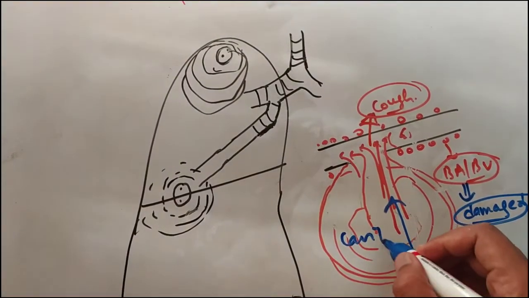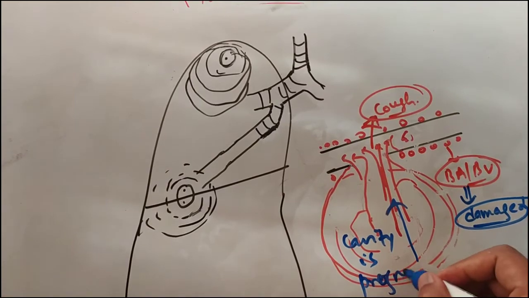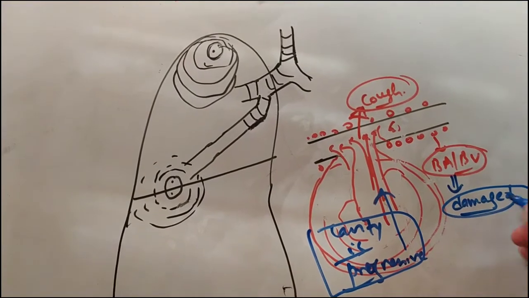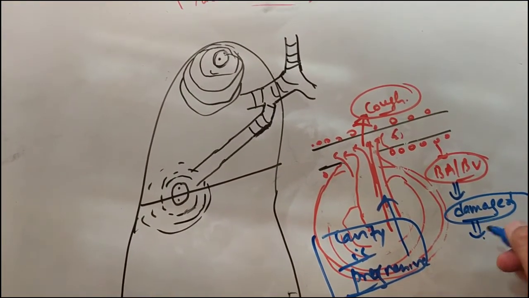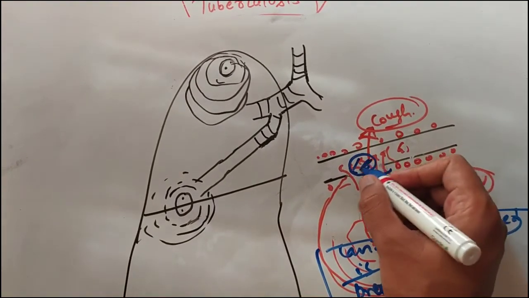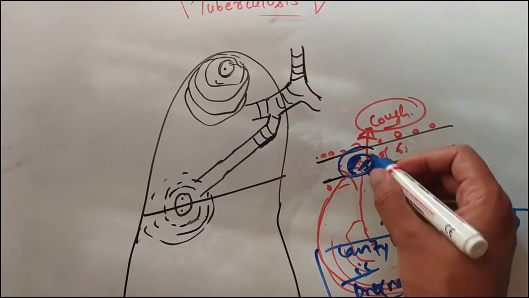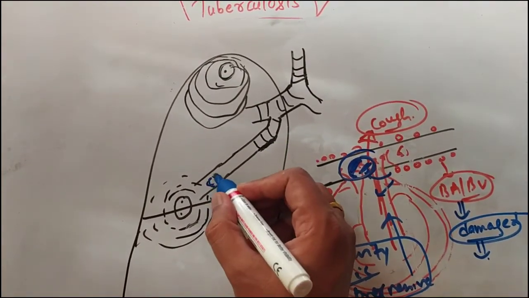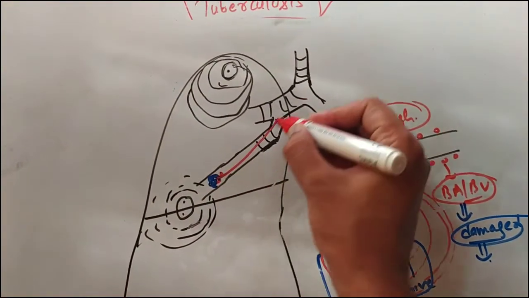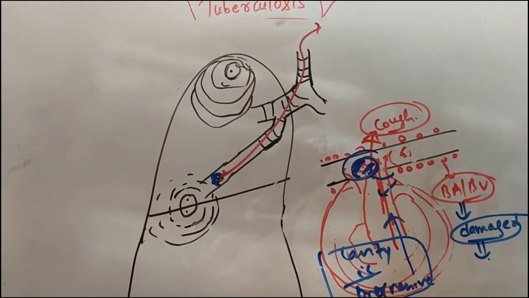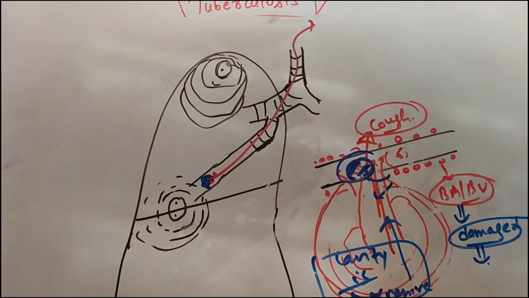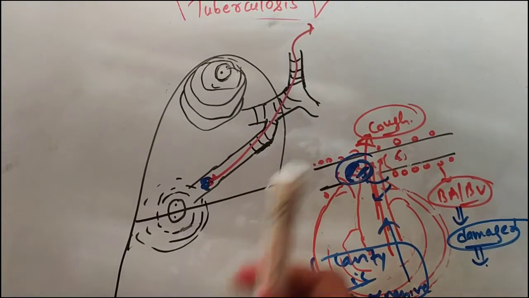So this cavity is progressing, and when the cavity progresses, there will be damage of the bronchial artery or bronchial veins, and then the blood will also come inside the debris. So let's suppose that here is the debris, and this debris is now containing the blood, and when this debris along with the mucus is coughed out, there will be sputum mixed with the blood. This is known as hemoptysis.